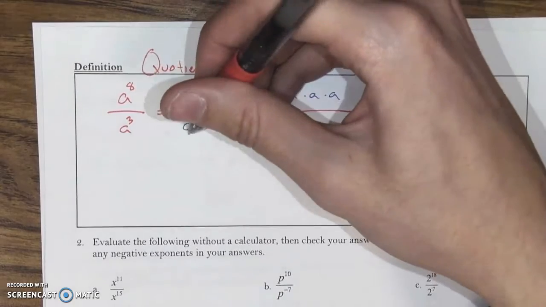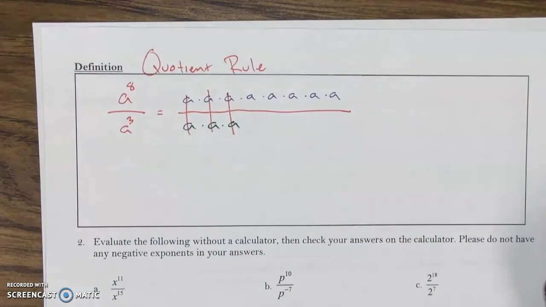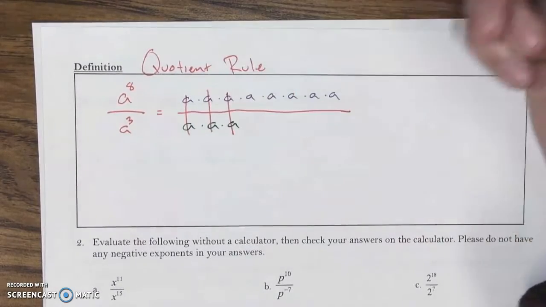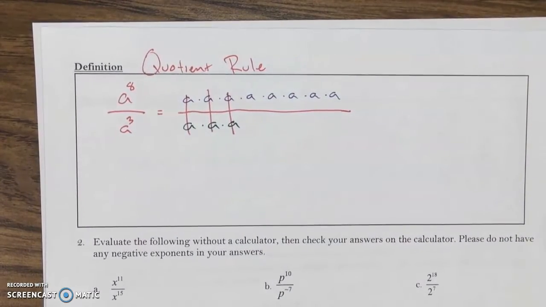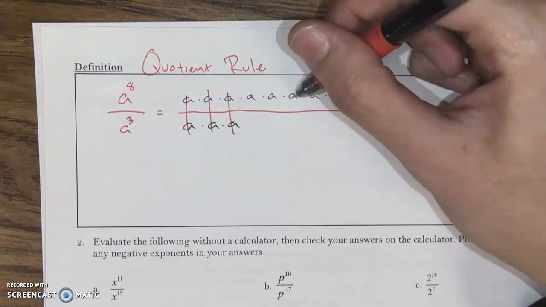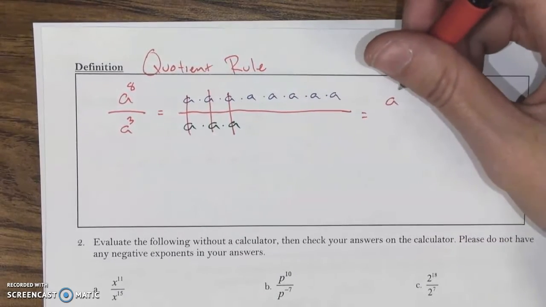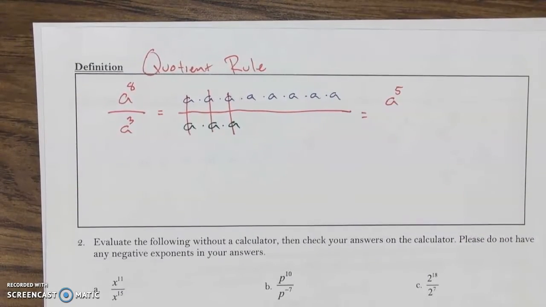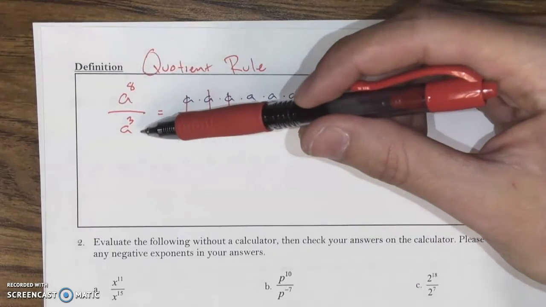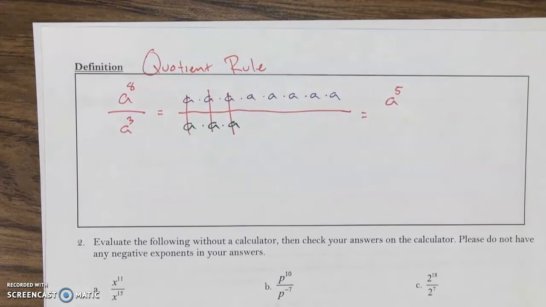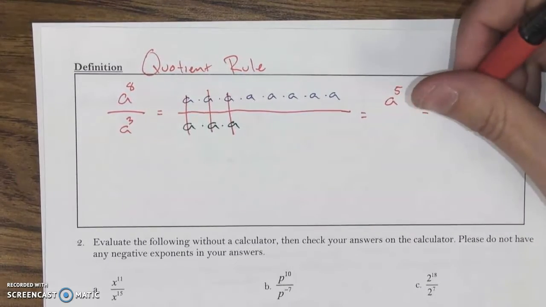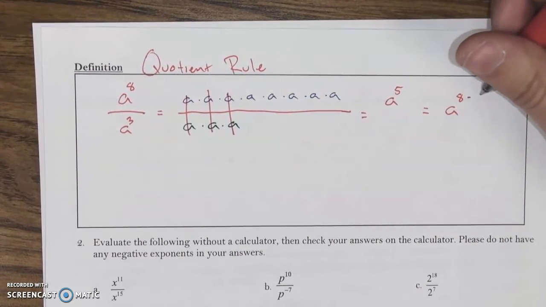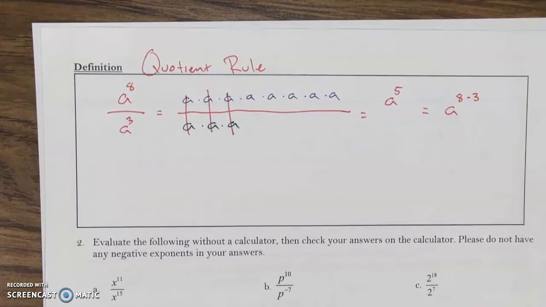We can cancel out some of these factors. In order to cancel out, you must have an a in both the numerator and the denominator. What's left over? Well, we just have 1, 2, 3, 4, 5 a's in the numerator and 0 a's in the denominator. So how can we know that a to the 8th over a to the 3rd is equal to a to the 5th? You may have already guessed it. It's the difference of the numerator and the denominator, or a to the 8 minus 3.